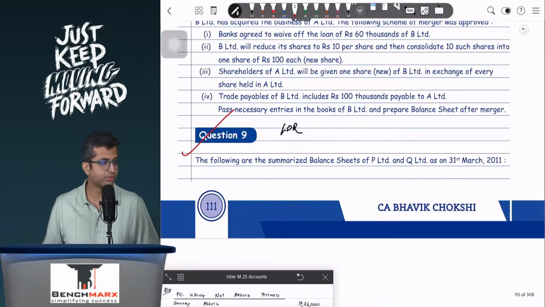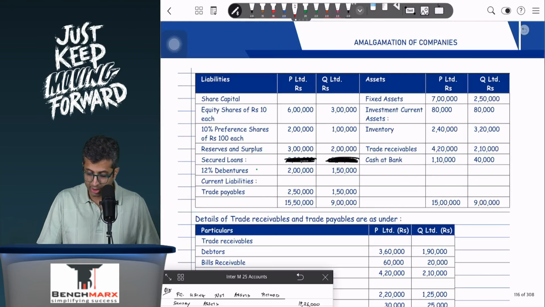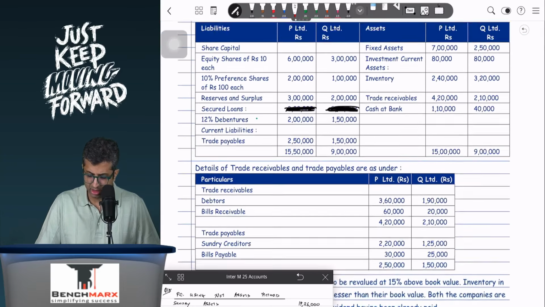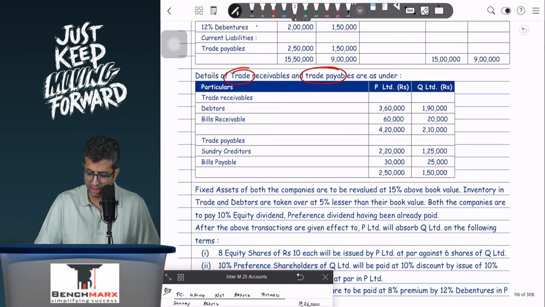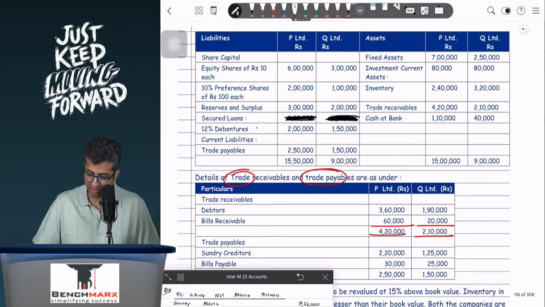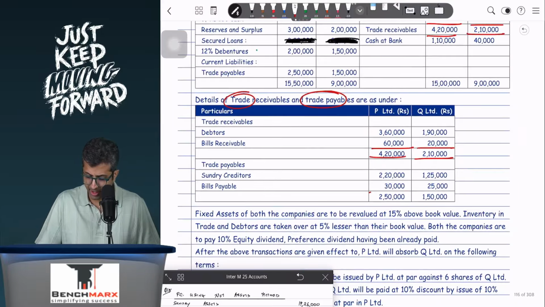Let us review this. The following are the summarized balance sheets of P and Q as on 31st March 11. Okay, so we have the summarized balance sheets of P and Q as given over here. And the details of trade receivables and trade payables are as under. So you have been given the details of trade receivables. This is a breakup of 4,20,000 and 2,10,000 as given in the question, made up of debtors as well as bills receivable, and trade payables. Again, the breakup is given between creditors and bills payable.